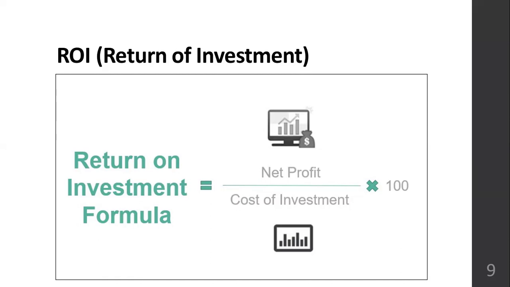So first you have to calculate the net profit. For calculating the net profit, revenue minus expenses, you will get the net profit. The net profit divided by how much money you have invested, the capital investment or cost of investment, that is the denominator. Multiplied by 100, you will get how much return you should be making by the end of the financial year.